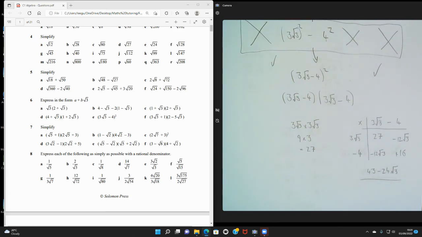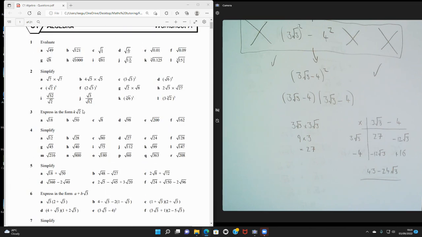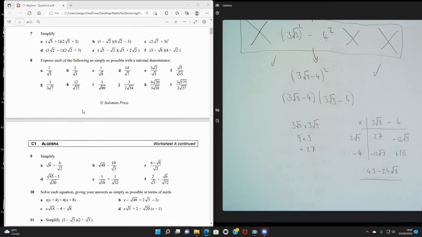Now, I'm going to stop at that point, and I would highly recommend that you try a little selection of these questions on surds from this worksheet here, which is a really good worksheet. And in a moment, we're going to move on to talking about how to rationalize denominators. So I'll see you in the next video for a discussion about rationalizing the denominator.